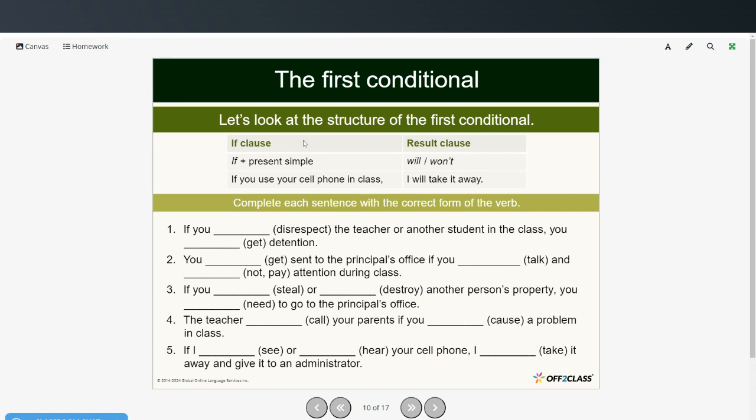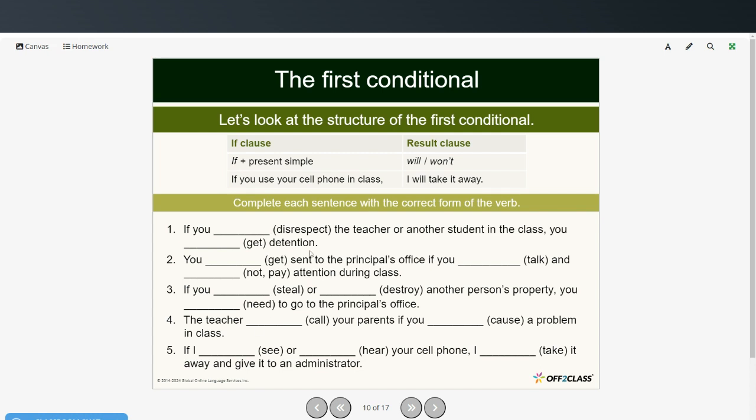All right, so we'll look at the structure of the first conditional. The if clause, as we said, is if plus the present simple, and the result clause is will or won't, the future. So if you use your cell phone in class, I will take it away. So now go ahead and try these on your own using the correct form of the verbs that are given in both the if clause and the result clause.